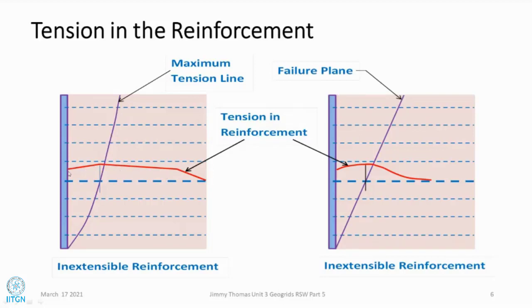So the load at the connection directly we are not determining. So normally we calculate the reinforcement tension, the maximum reinforcement tension. For example, if it is FHWA, we assume the connection load as same as this reinforcement tension. Whereas BS, it may be slightly less. That I will show in the next slide.